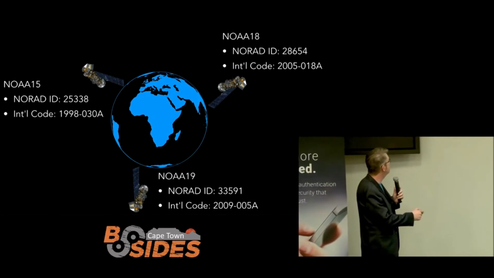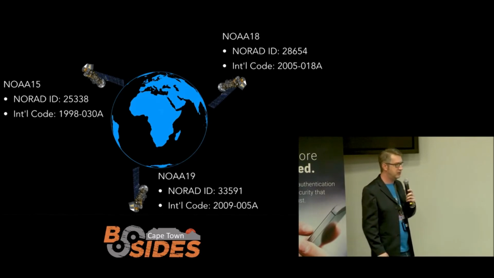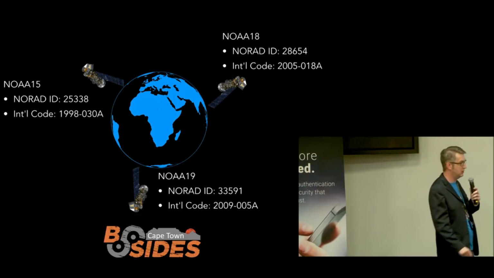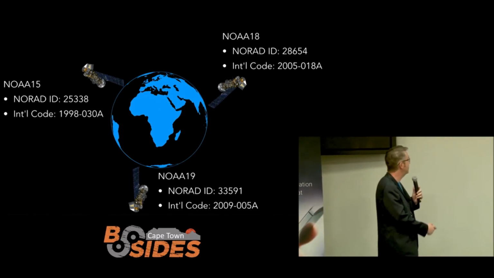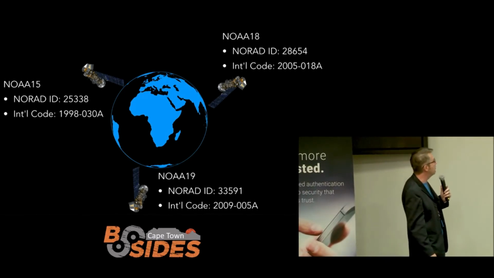The US uses NORAD IDs to identify everything because you're interested in knowing what is a potential nuclear missile and what is not, and you can probably tell us more about that, while the rest of us use these international codes which tell us what date it was launched and some more information.